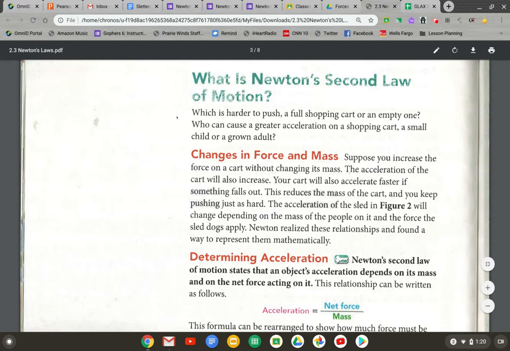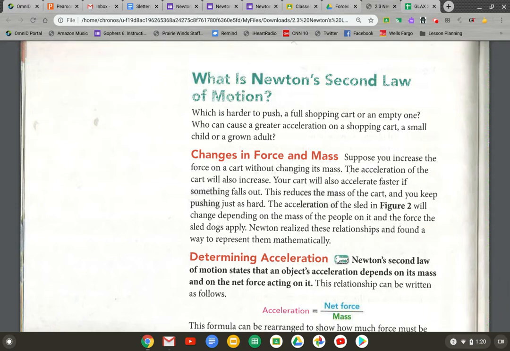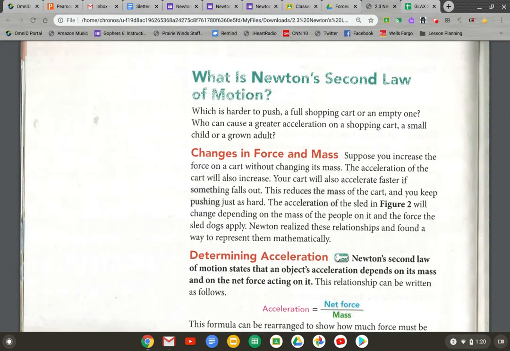Well, which is harder to push, a full shopping cart or an empty one? Who can cause a greater acceleration on a shopping cart, a small child or a grown adult? Now, you can probably answer both of those reasonably easily, but why is it harder to push a full shopping cart versus an empty one? Or why can a grown adult cause greater acceleration than a small child? What's the science behind it? That's what we're really going to be looking at here.